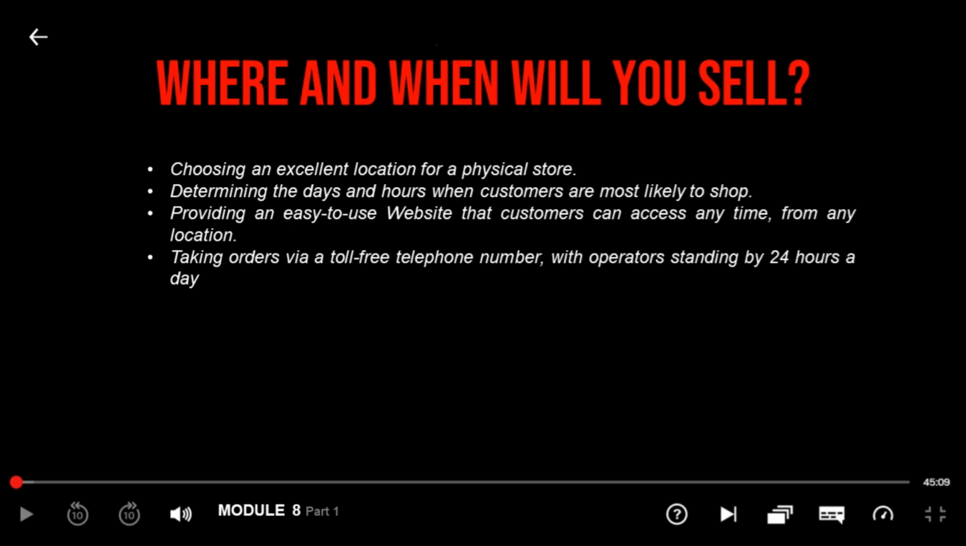Then provide an easy-to-use website that customers can access anytime from anywhere or any location. Example naman dito yung Shopee, Lazada, Amazon. Those are the examples of that. Next, taking orders via toll-free telephone number with operators standing by 24 hours a day. Example naman dito like yung mga fast food chain, yung Jollibee, McDonald's, may mga stall dyan na open for 24 hours. And those are the answers on where and when will you sell.